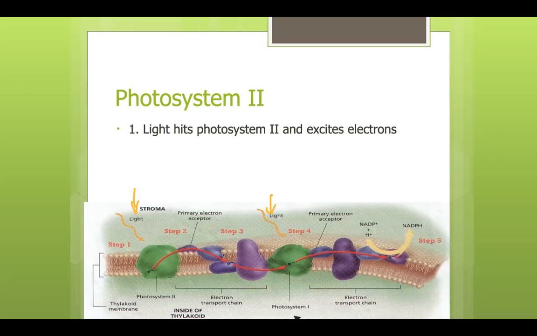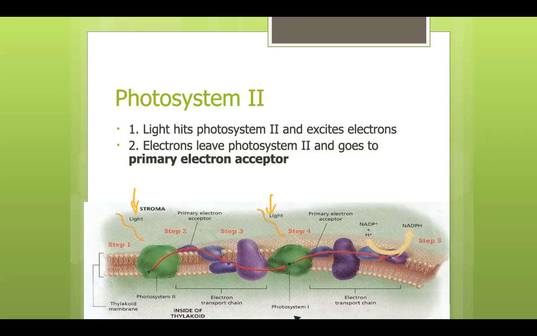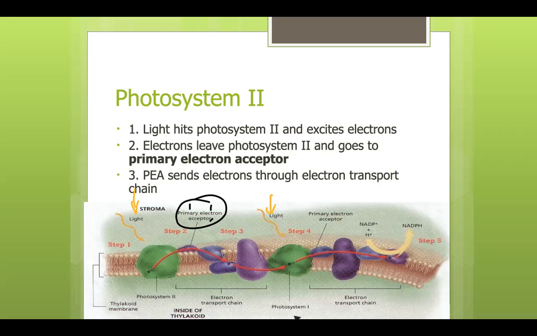So starting with photosystem 2, light is going to hit the pigment and it's going to excite the electrons. The electrons, because they're excited, are going to jump from the photosystem to something called the primary electron acceptor, or PEA. It is a protein in the membrane that is literally named for what it does. It is the first primary electron acceptor. So it accepts excited electrons from photosystem 2. The primary electron acceptor will then send the electrons through the electron transport chain, which is the next few proteins.